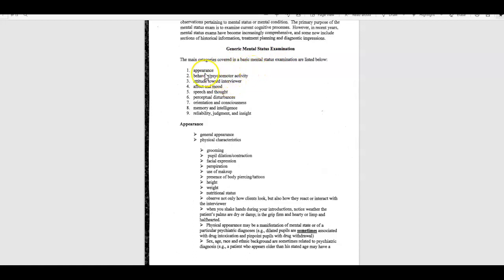And think about appearance, which is one area you're covering, behavior or psychomotor activity, attitude toward interviewer, affect and mood, speech and thought, perceptual disturbances, orientation and consciousness, memory and intelligence, reliability, judgment, and insight. These are the 9 areas that you're going to go over. So I want you to now examine your contact with that client, and what did you gather from your observations? What did you gather in your interactions in terms of these key 9 areas?